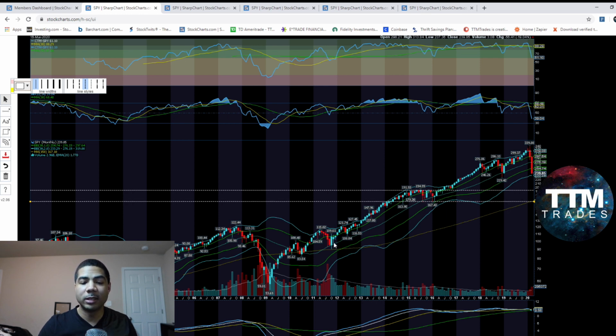All right, we already broke that key support of the middle Bollinger Band that's held on 1, 2, 3, 4, 5 different occasions ever since the 2008 financial crisis. From 2009 all the way to now, that middle Bollinger Band has held on 5 different occasions, and now 2020 we just blew straight through that middle Bollinger Band, and now we're pushing out of the 1 standard and 2 standard deviation Bollinger Bands.